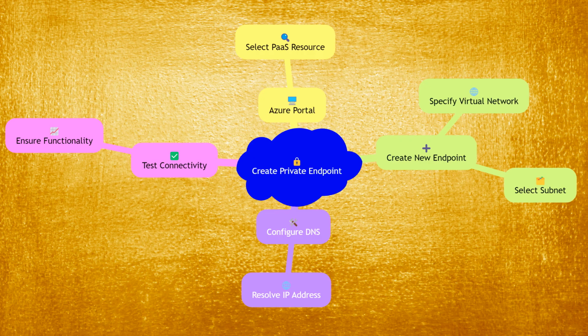To create a private endpoint, you need to navigate to the Azure portal and select the PaaS resource you want to secure. From there, you can create a new private endpoint by specifying the virtual network and subnet where the private endpoint will reside. You'll also need to configure DNS settings to ensure that the private endpoint's IP address can be resolved within your network. Once the private endpoint is created, you can test connectivity to ensure that it is functioning as expected.